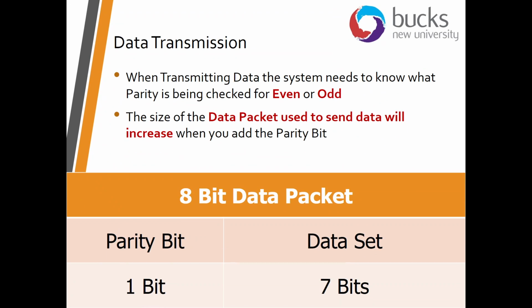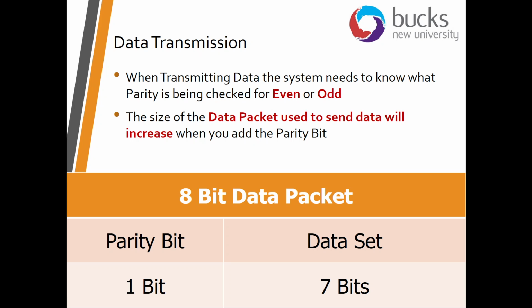So when transmitting data, the system needs to know what parity is being checked for, even or odd. The size of the data packet, which is used to send the data, will obviously increase when we add this parity bit. So at the moment, we're only using a single parity bit check, so we're only increasing the data that's being sent by 1 bit.